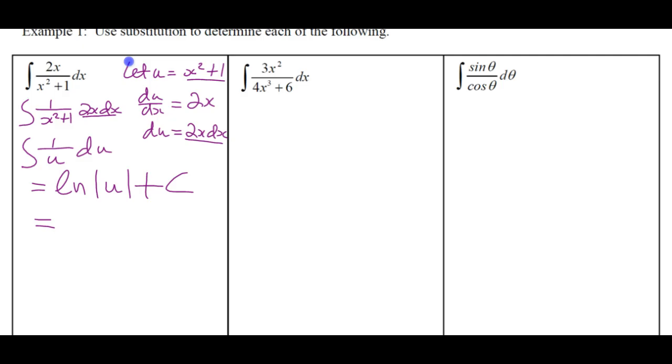So u is x squared plus 1. So at the end, when we're finished, we substitute in to make it a simpler problem. Right, George Polya's problem-solving methods: solve a simpler problem. All right, let's replace the u with the x squared plus 1. So it's the ln of the absolute value of x squared plus 1, plus c. All right, and that's it.